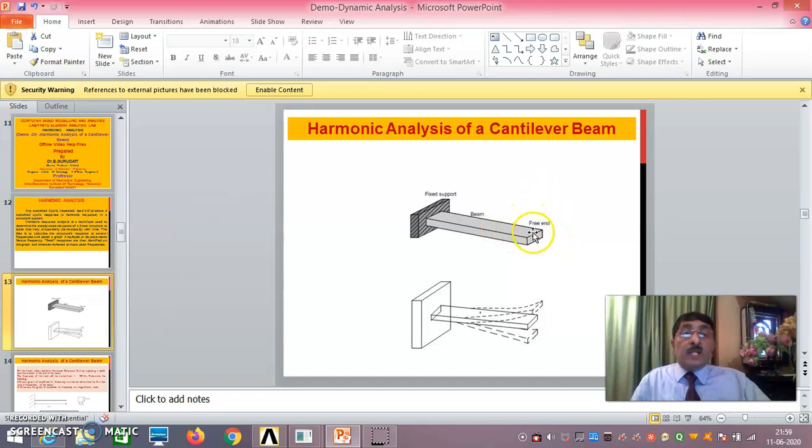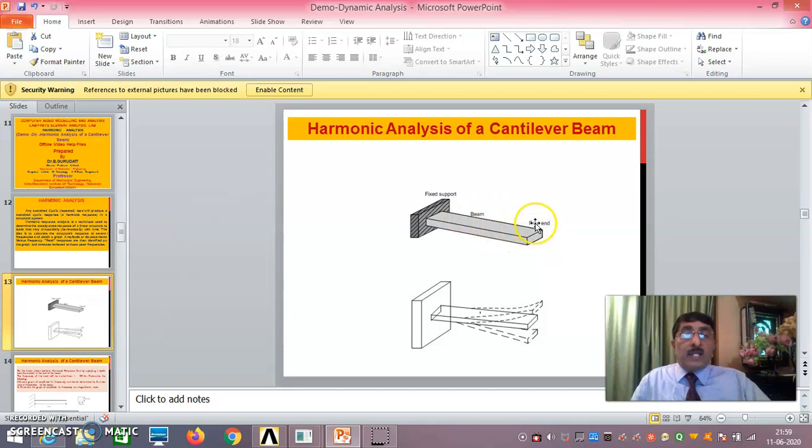3 times per second, 3 hertz. The amplitude of vibration will be very minimum. 4 times in 1 second you apply the same 100 Newton, 4 times in 1 second at this end you apply. The amplitude will be minimum.